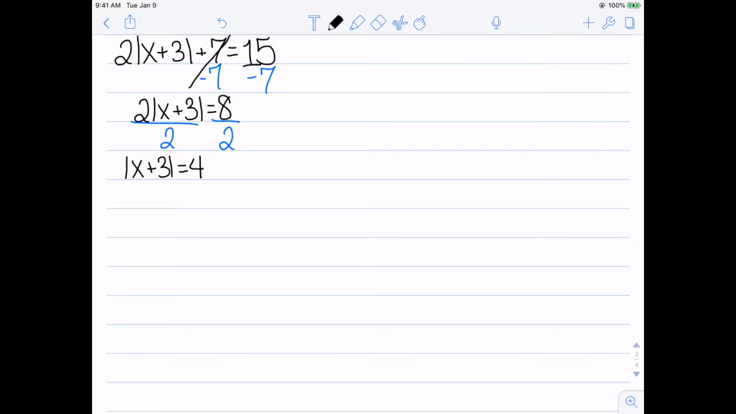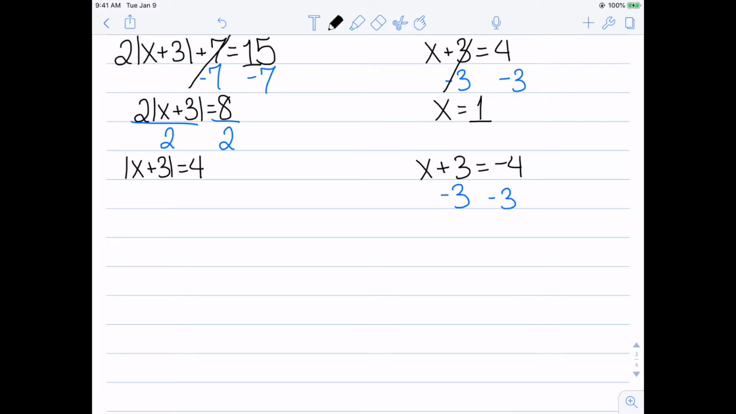From there, we can set up our two different equations. We have x plus 3 is equal to 4, and x plus 3 is equal to negative 4, since both the absolute value of 4 and the absolute value of negative 4 is equal to 4. We start by subtracting 3 from both sides. So when we do that, we get x equal to 1. For our second equation, we subtract 3 from both sides. And that gives us x equal to negative 7. So I have my two solutions, x equal to 1 and x equal to negative 7.